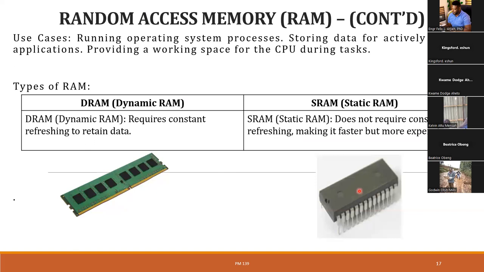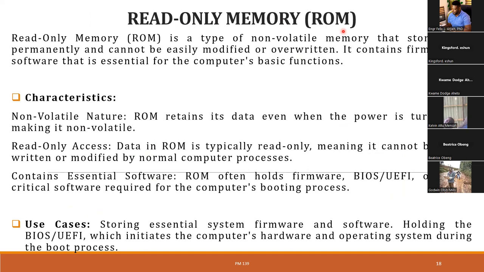So the read-only memory, that is the ROM. ROM, which stands for read-only memory, is a type of non-volatile memory that stores data permanently and cannot be easily modified or overwritten. It contains firmware or software that is essential for the computer's basic functions. So most of the time, the ROM stores some kind of information for the BIOS to use. So these are the characteristics of the ROM. They are non-volatile in nature, they have read-only access, and they contain essential software.